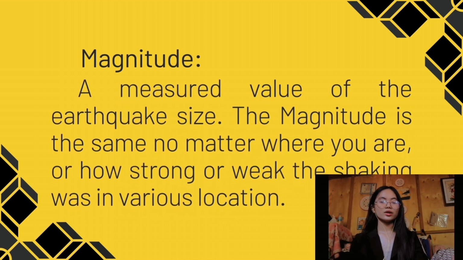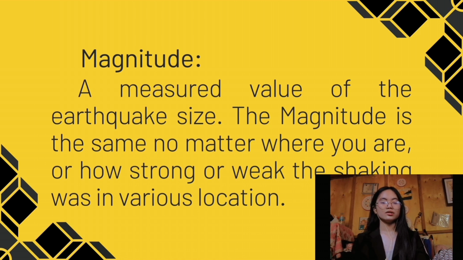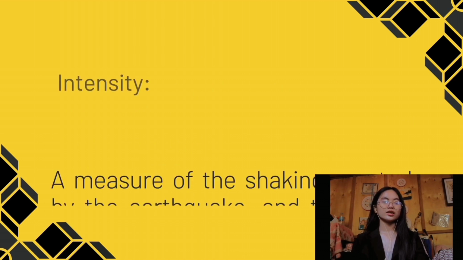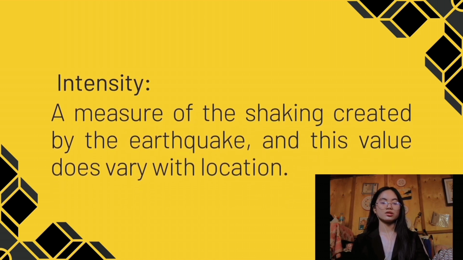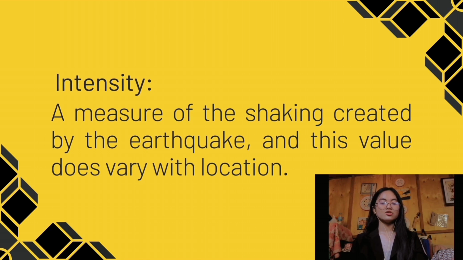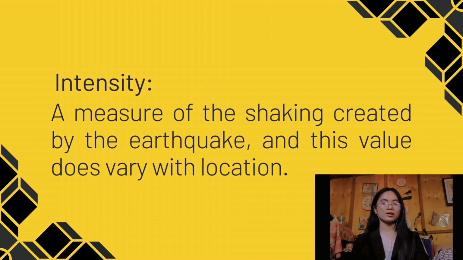So when an earthquake occurs, no matter where you are at that moment, the magnitude will be the same, whether the shaking is strong or weak in various locations. The next one is intensity. It is a measure of the shaking created by the earthquake, and this value does vary with location. It is based on the observed effect of ground shaking on people, buildings, and natural features. Intensity of shaking from one earthquake varies depending on where you are when the earthquake occurred.